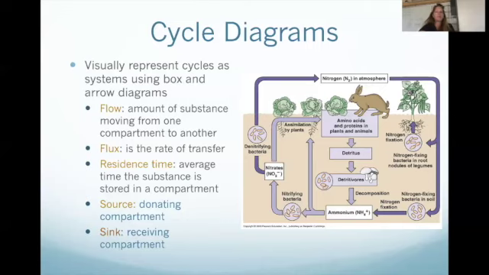Your source is the donating compartment and your sink is the receiving. Your source and sink can be a source and sink. So if you look here, this animal is a source of nitrogen when it pees. It is also a sink of nitrogen when it eats. So it depends on where the arrow is and what boxes we're going through as you follow the chain.